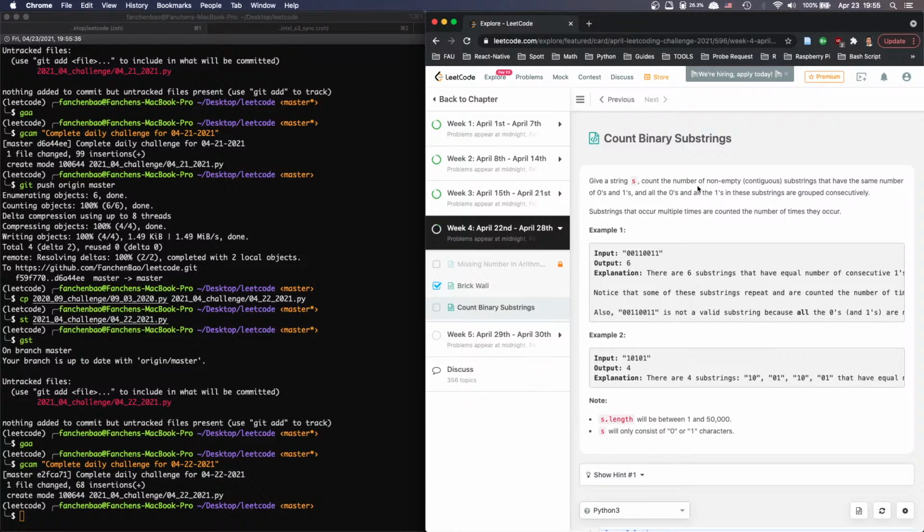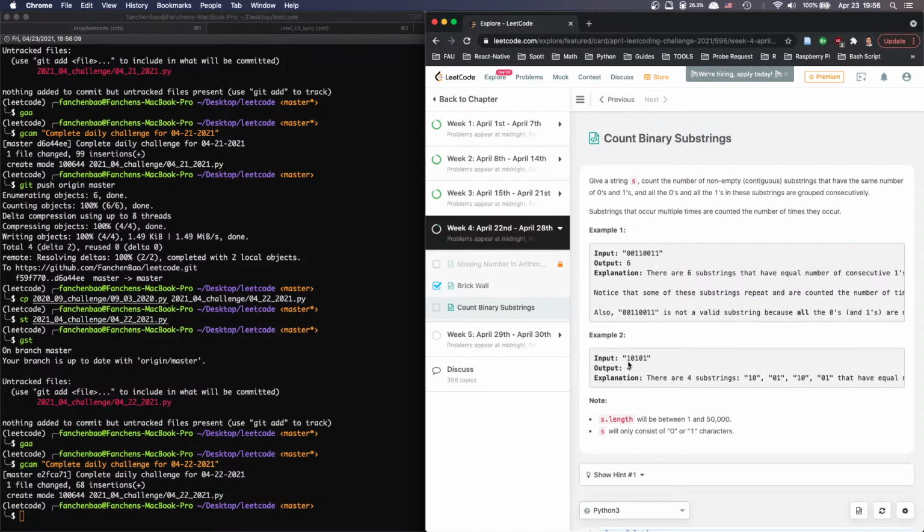Count the number of non-empty substrings that have the same number of zeros and ones, and all the zeros and all the ones in these substrings are grouped consecutively. Substrings that repeat are counted the number of times they occur, so we count the repeats. Also, 0011, 0011 is not a valid substring because all the zeros and ones are not grouped together. Let me write it out, see if I understand this question correctly.